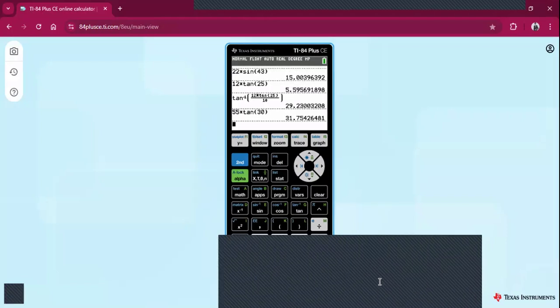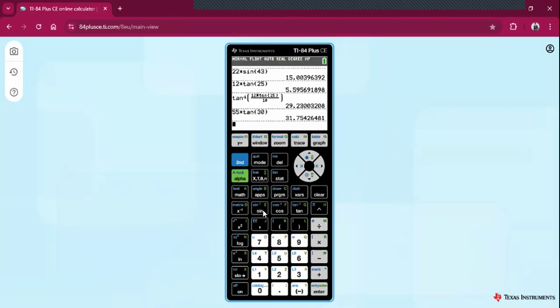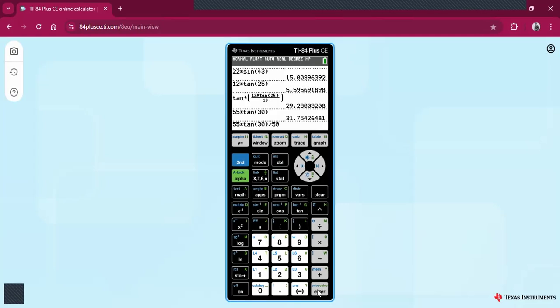So we share the calculator, and then we said so X is equal to 55 times tan 30 divided by tan 50. Division will come first before multiplication, and it will just be the same thing. It will give you the same answer.